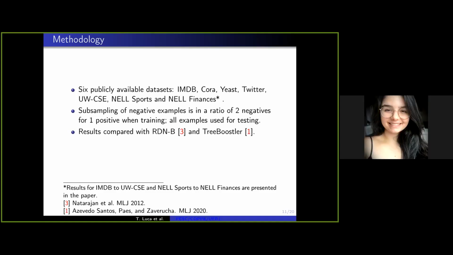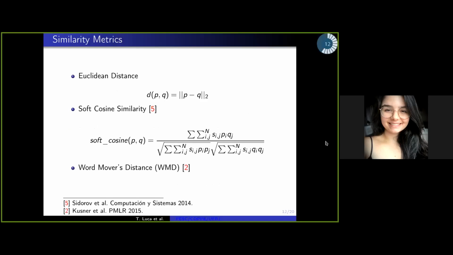Which is RDN-B itself, and TreeBoostter, which is another transfer learning based framework, which performs exhaustive search to find adequate mappings, and then it applies theory revision to try to improve the model's accuracy. We use Euclidean distance, soft cosine similarity, and word mover's distance to compute similarities.